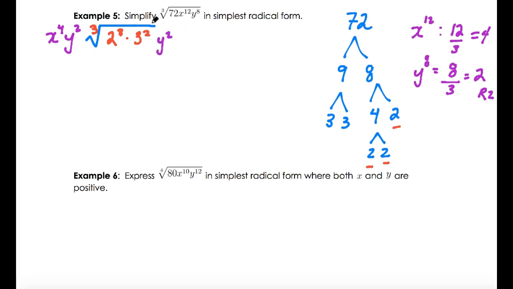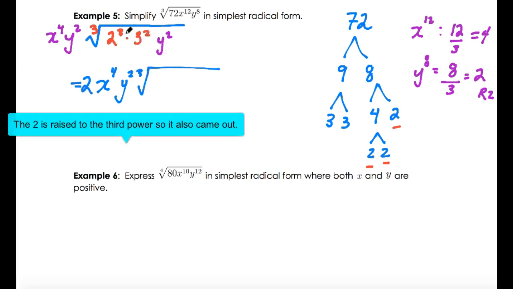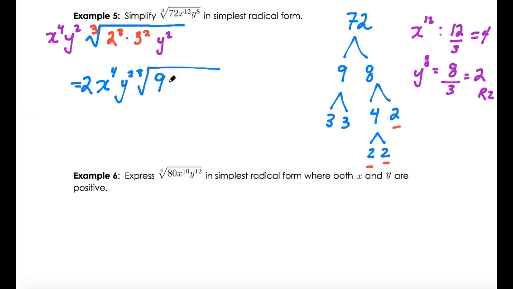So to simplify this the rest of the way, you're going to have x to the 4th, y squared, times the cube root. Don't forget that 3. I've got to bring that 2 out. The 2 comes out. See how the power on the 3 is less than the index? That has to stay, so 3 squared is 9, and the y squared just stays the same. So that's our first example.